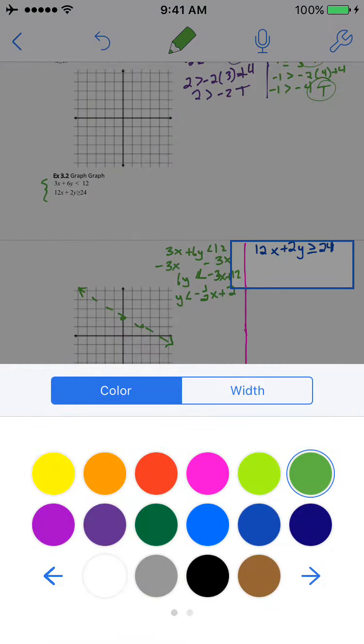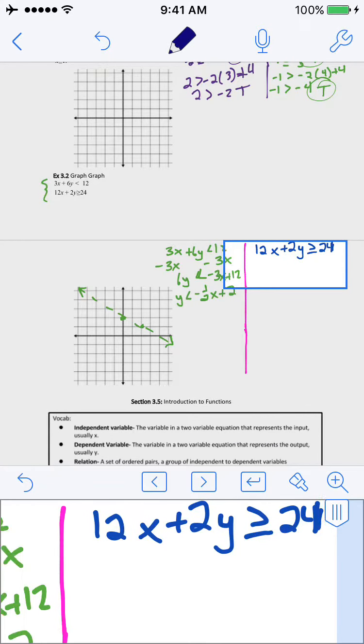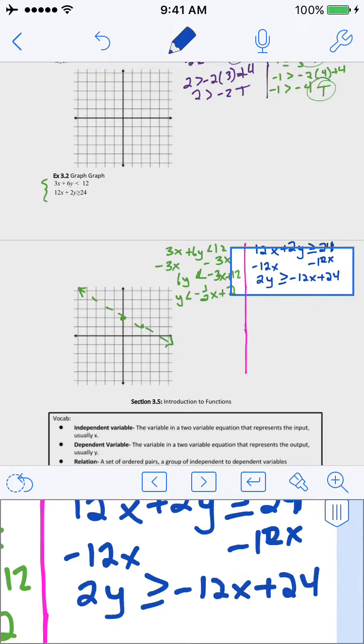Over on the other one, we have 12x plus 2y is greater than or equal to 24. So we'll subtract the 12x from both sides, and you get 2y is greater than or equal to negative 12x plus 24.